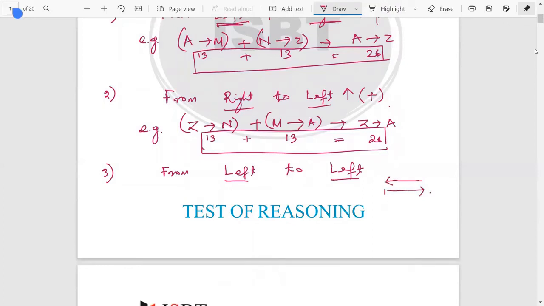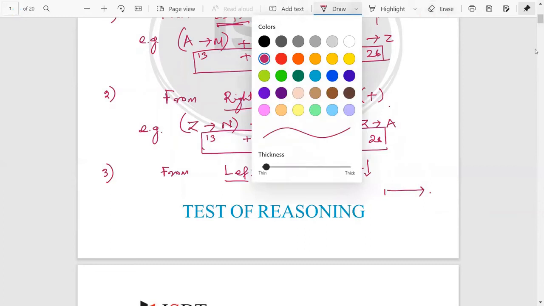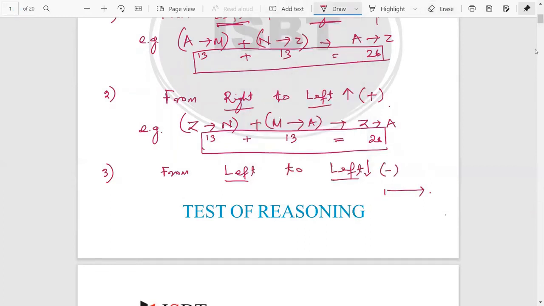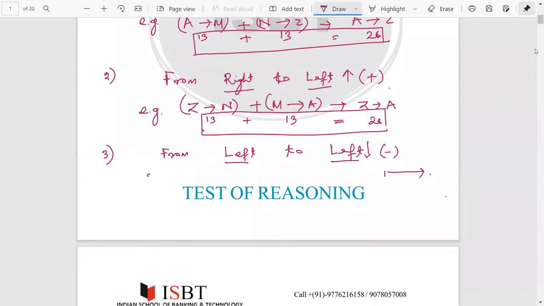So automatically the number of letters will decrease. If it decreases, it should be downwards, and what should the sign be? The sign should be negative, that means the minus sign. For example, from left, suppose A to Z. How many letters? 26 letters. Then back to the left side, that means we count from Y to M. How many letters? 13 letters. That means 26 minus 13.